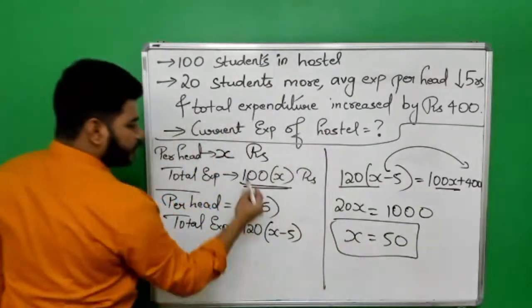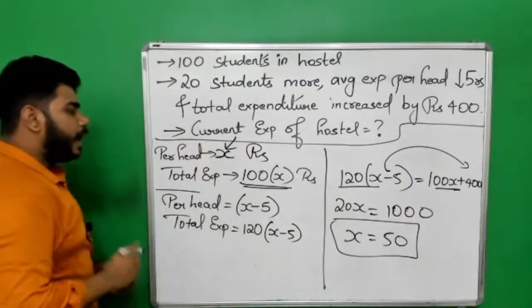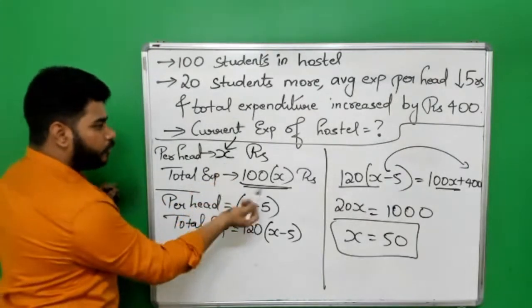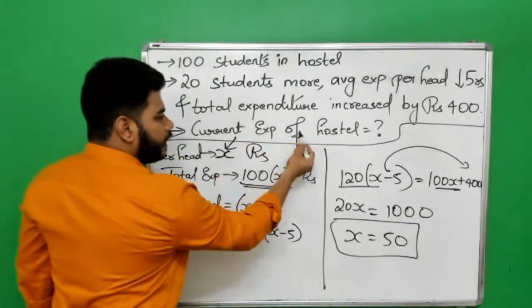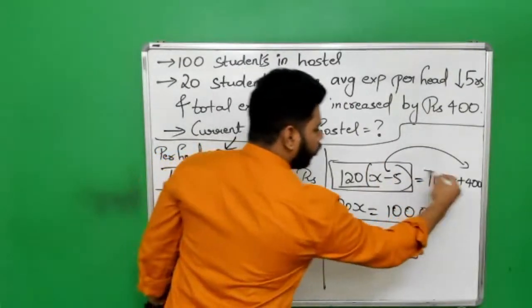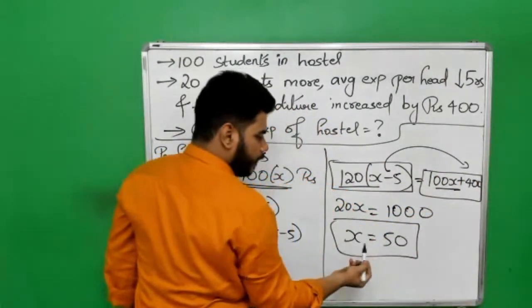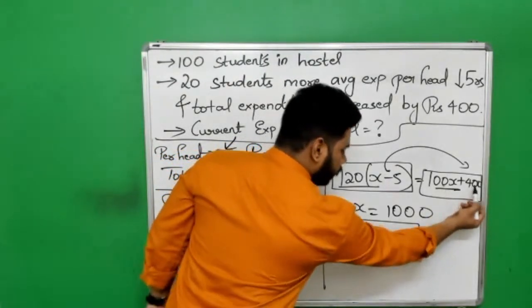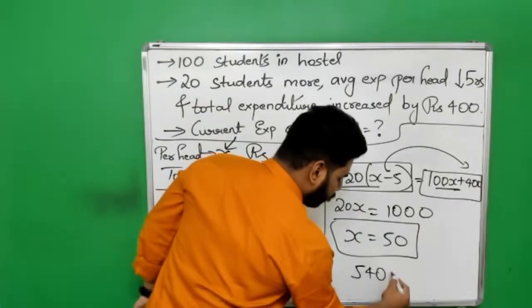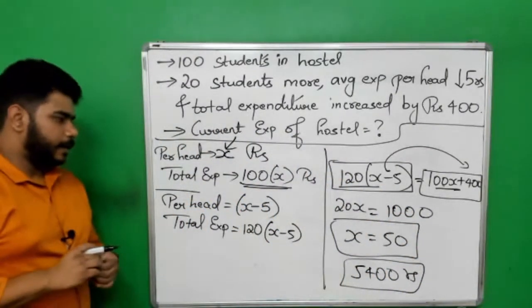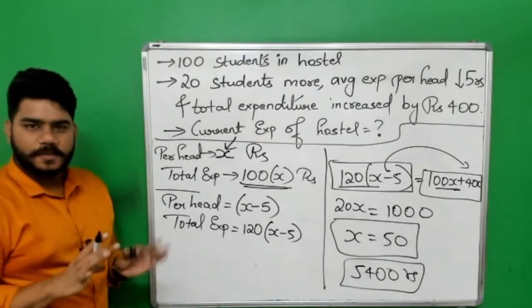So what is this X? This X is the per head cost initially. Everybody initially was paying 50 rupees. Now what are they telling? Find the current expenses of the hostel. Either you substitute here or here, you should get the same answer. So if X is 50, 50 into 100 is 5000. 5000 plus 400 is 5400 rupees. I hope the concept is clear.